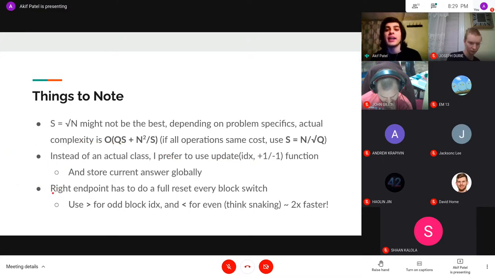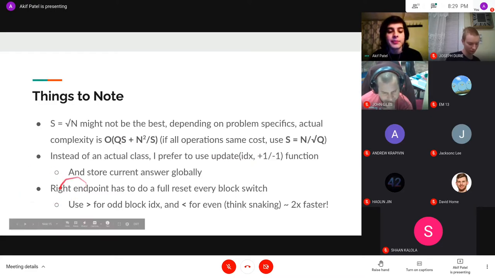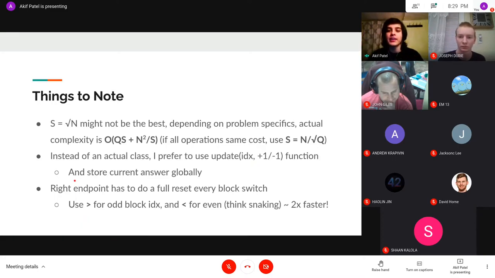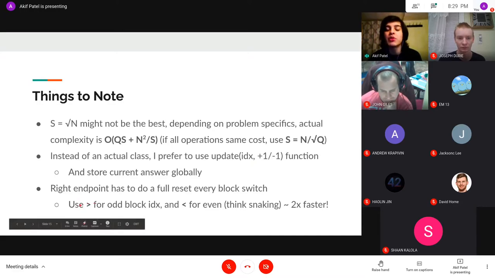The last thing to note is that, as I mentioned before, the right endpoint not only sweeps per block from the left all the way to the right, when it transitions to the next block, it has to reset all the way to the left, right? And so we get 2n covers operations for the right endpoint per block. However, a very cute and nice thing we can do is that instead of sorting in the same direction every block, we can sort in decreasing order for every odd block and increasing order for every even block. So you can think of the right endpoint as sort of snaking.